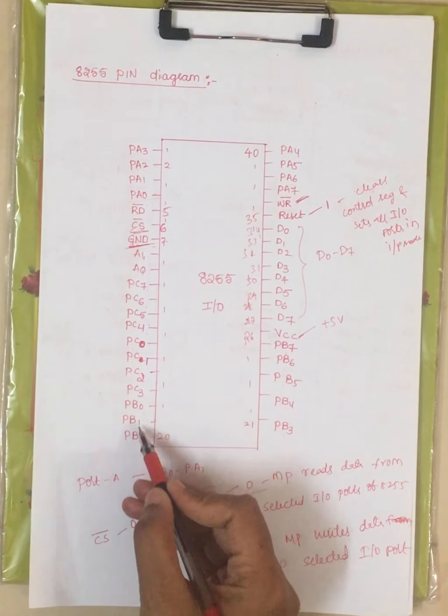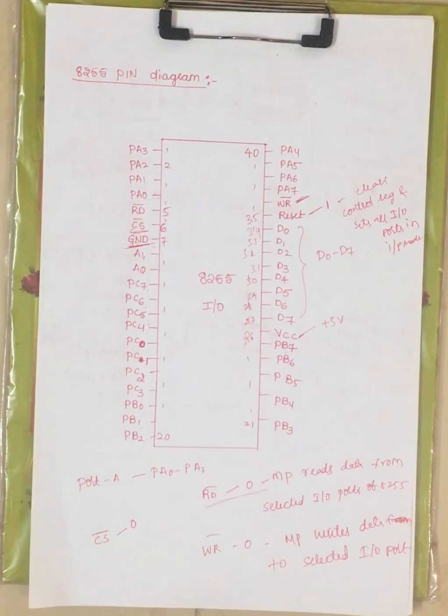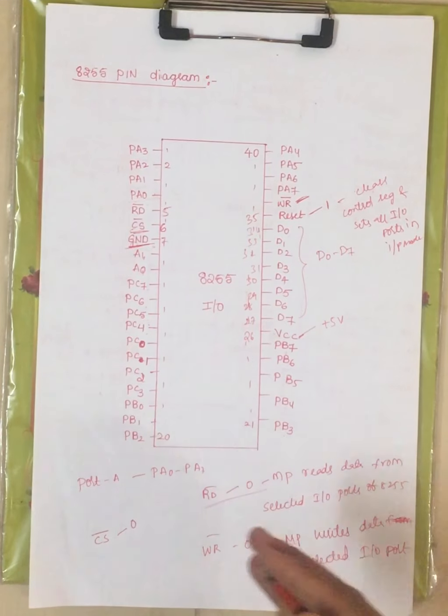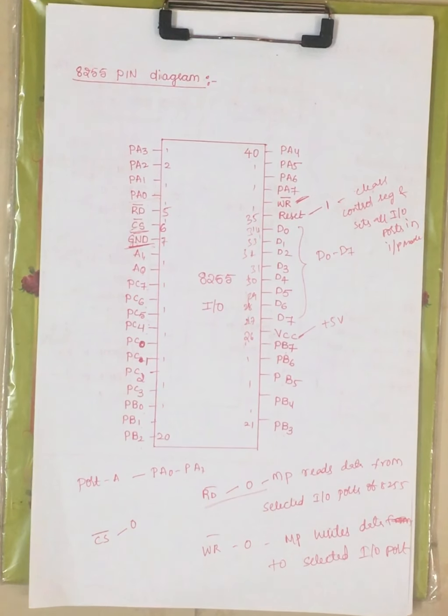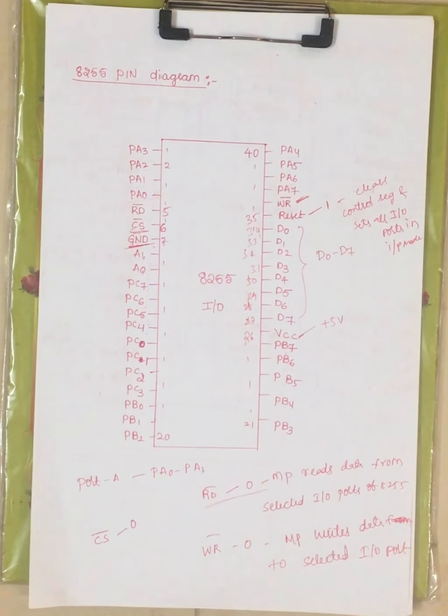And next you have PB0, PB1, PB2, PB3, PB4, PB5, PB6, PB7. These are the IO lines of port B. Port B is an 8-bit IO port. It contains 8 IO lines starting from PB0 to PB7 which are used for IO operation.